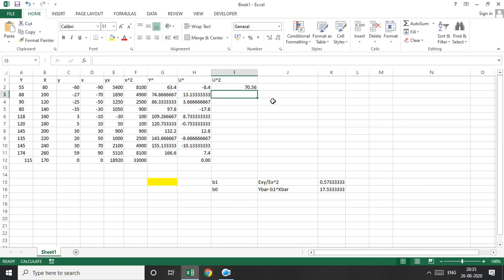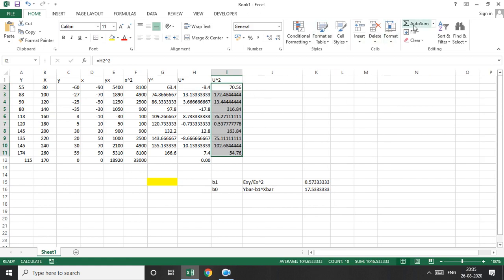Minus 8.4 squared is 70.56. Then you do it for all, and then you sum. Yes, we have got 10.46. So what does it mean? It means that the sum of the squared errors is 10.46.